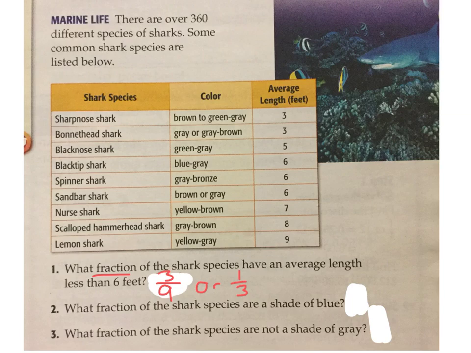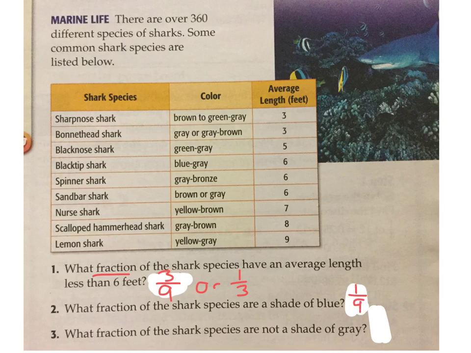Now, number 2 says, what fraction of the shark species are a shade of blue? So now I'm looking at the color. How many of them have blue in them? 1. There's 1 right here. And that's the only one. So what would be the fraction that have a blue? 1/9. 1 over 9. Very good.